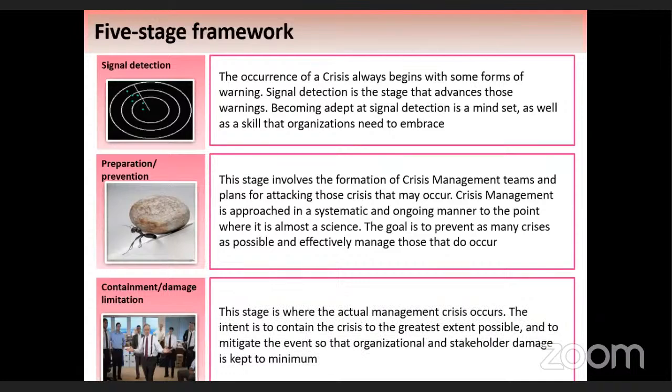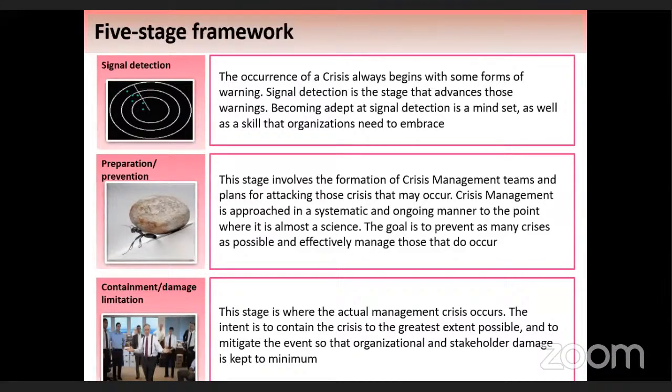Like we have in cars, I always tell people, when your car is making some noises, just try as much as possible to put it in order. It's a signal. So signal detection is the stage that advances those warnings. Becoming adept at signal detection is a mindset, as well as a skill that an organization needs to embrace.